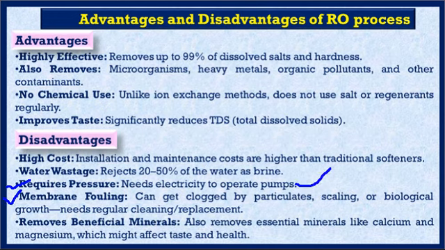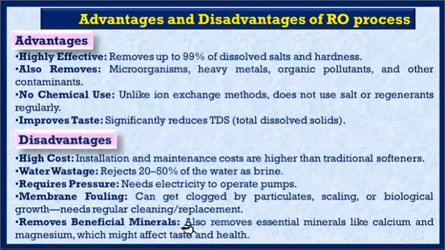Next disadvantage is membrane fouling. The membrane can get clogged by particulates, scaling or biological growth, so it needs regular cleaning and replacement. Next, the last disadvantage is that it removes beneficial minerals also, because this semi-permeable membrane is selective for water only. So all the other minerals are removed from the water through the RO process. So these are some disadvantages and advantages of this process.